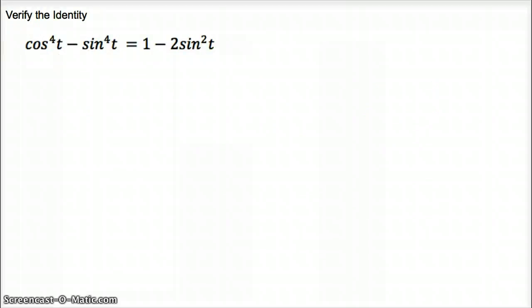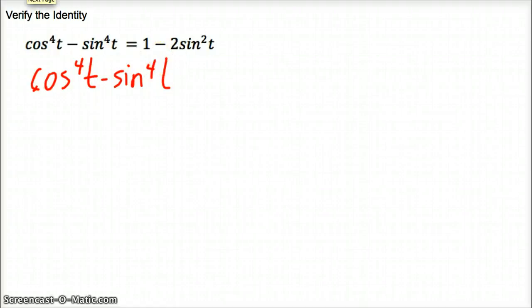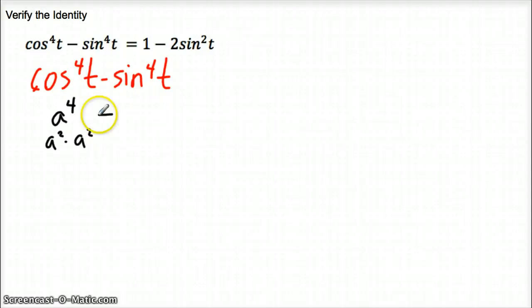This next one's going to be similar, but it's a little bit different because it'll take a couple more steps. So we have cosine to the fourth t minus sine to the fourth t. We're going to start with that side and write it down properly here: cosine to the fourth t minus sine to the fourth t. Once again, this is a difference of two squares. It happens to be a to the fourth, but a to the fourth is just a squared times a squared.